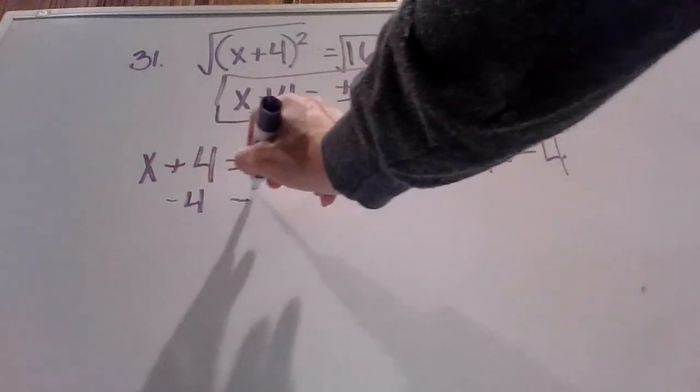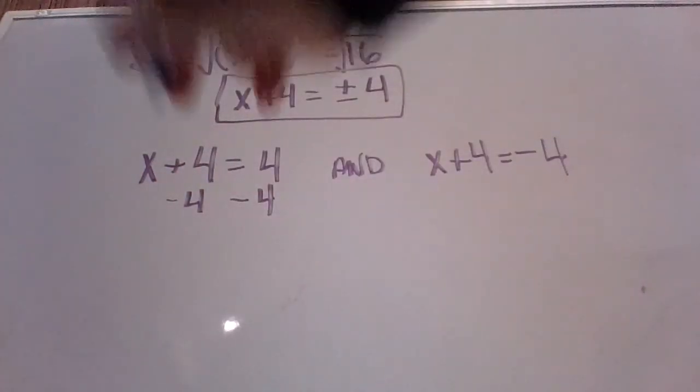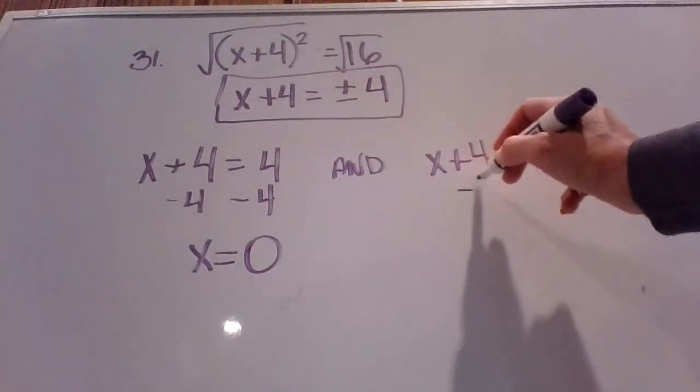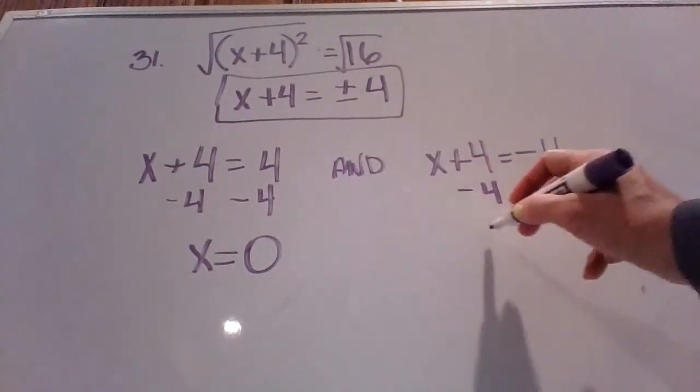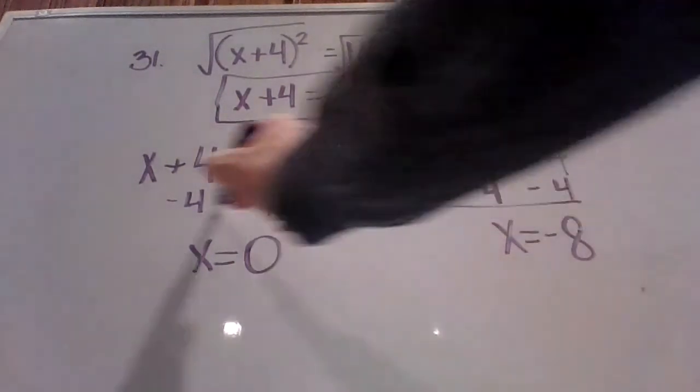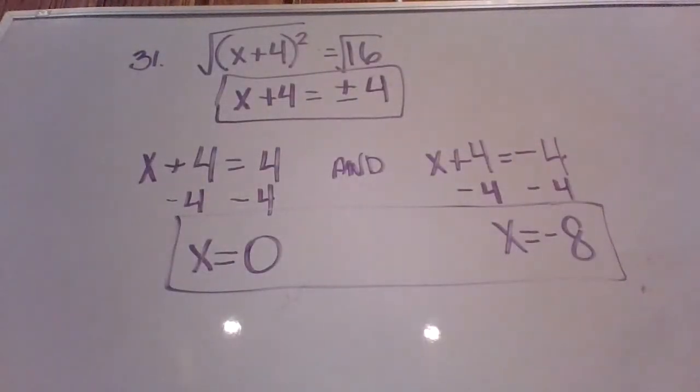So I would subtract 4 from both sides. So x is equal to 0. And then I'm going to subtract 4 over here. So x is equal to -8. So both of these are a solution for that problem. You would have 2 answers.